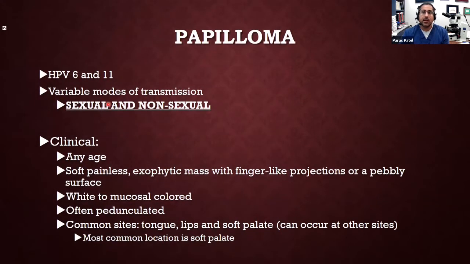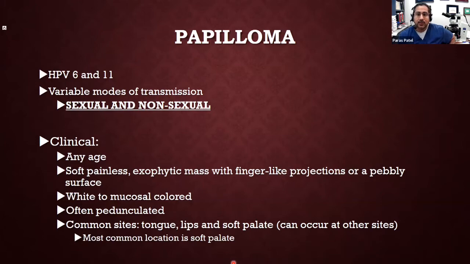So HPV 6 and 11 results in a papilloma. This is probably one of the more common things that we see in our practice, and clinically I see on consultation. It can occur at any age, usually a soft, painless exophytic mass with finger-like projections or a pebbly surface, white or mucosal in color, and often pedunculated. So it usually has a little bit of a stalk at its base when it attaches to the underlying connective tissue or mucosa. Common sites are the tongue, the lips, and the soft palate, with the soft palate being by far the most common location.